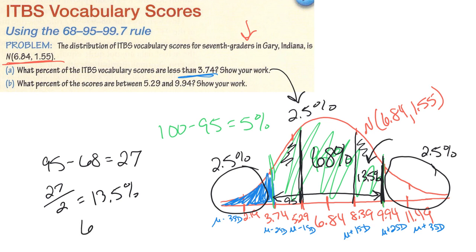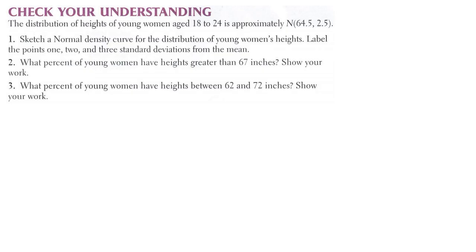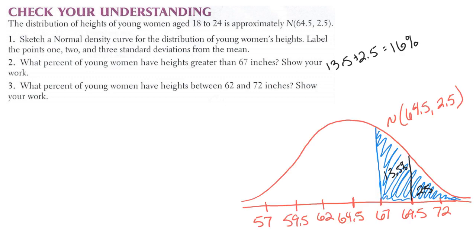So now I just need to add these two together. And I end up with approximately 81.5%, approximately 82% of the scores are between 5.29 and 9.94. Okay, so pause, take a second, try to do these examples by yourself, and then come check your work.